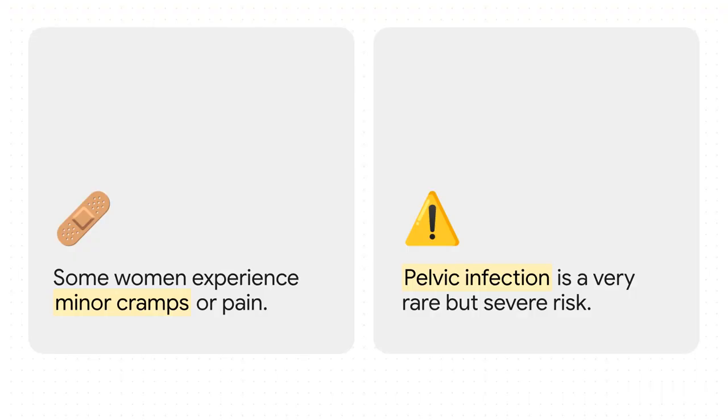The SHG is generally a very safe procedure, but it is a physical test. So let's talk realistically about what to expect. On the side of common sensations, it is totally normal that you might experience some minor cramps or mild pain during the procedure as that fluid enters the uterus. A lot of women say it feels pretty similar to typical menstrual cramping.